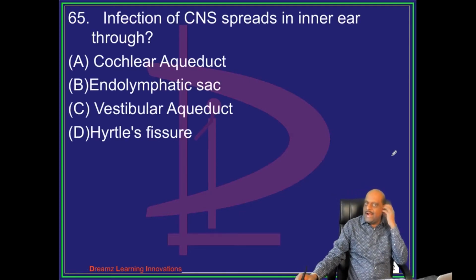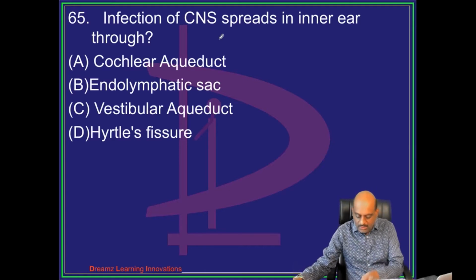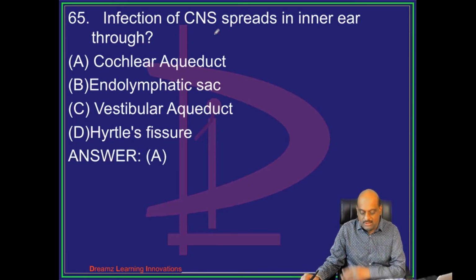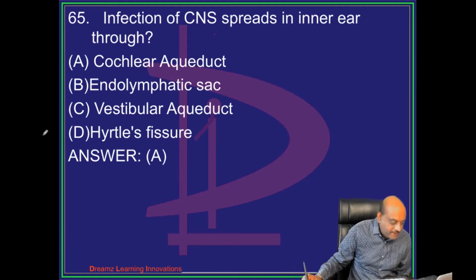Anatomy of the ear is one of the favorite high-yield topics for the examiner. Keep punching the answers one more round. Infection of the CNS spreads to the inner ear through the cochlear aqueduct. Good to see Roshan Yadav.